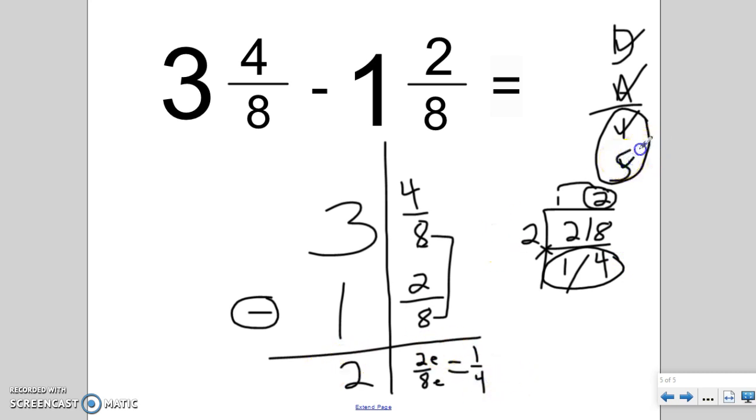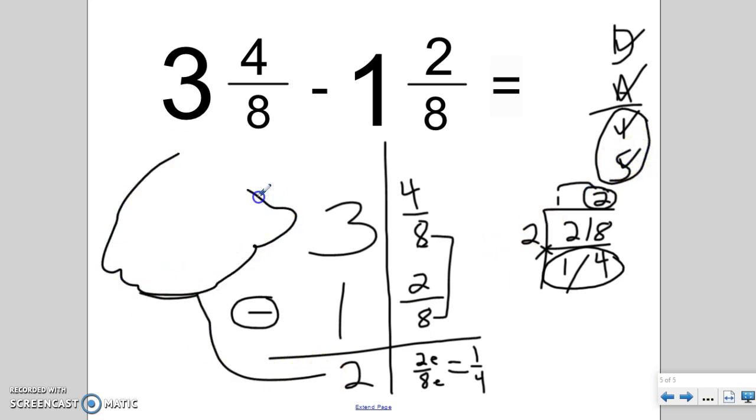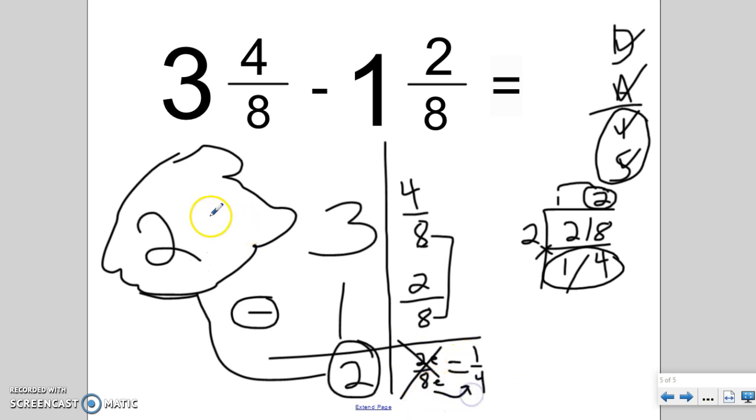So when it comes down to time for writing my totally final answer, I can see my whole number is clearly a 2. And I changed 2/8 to a better way to say it, which is 1/4. So my final answer is 2 1/4. Hopefully this is starting to make sense. You can go ahead and try some on your own.